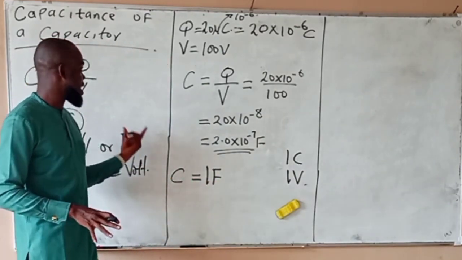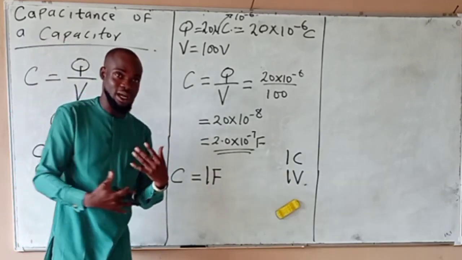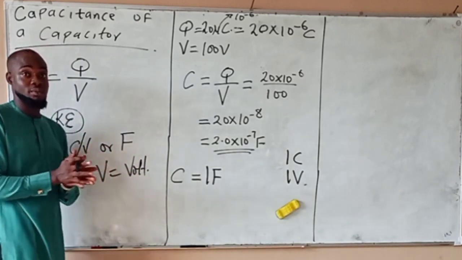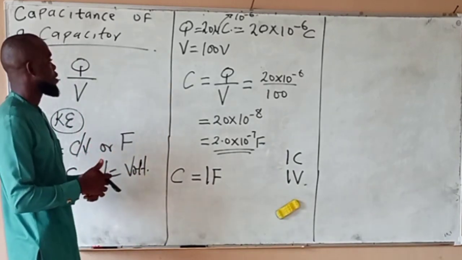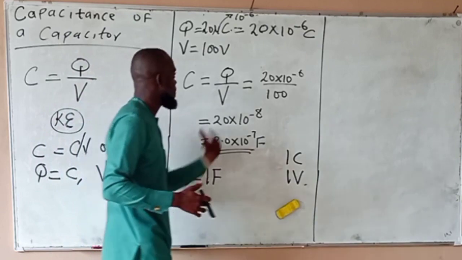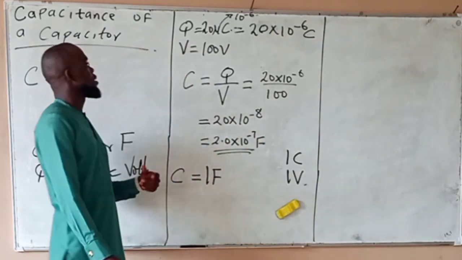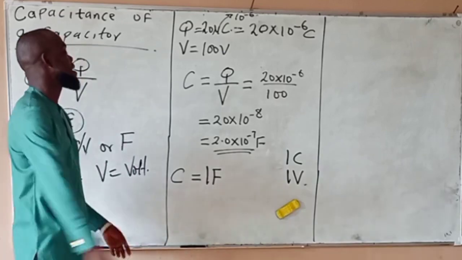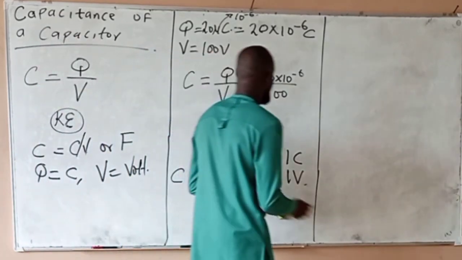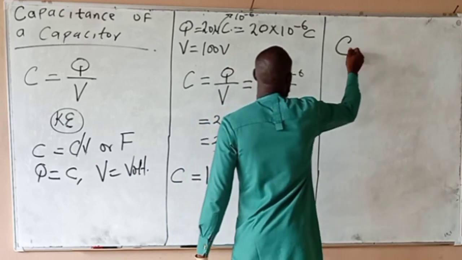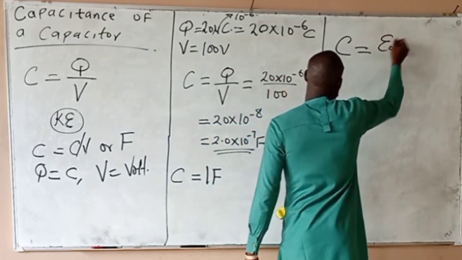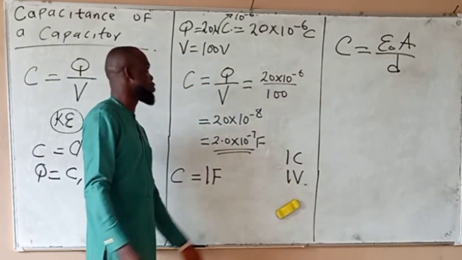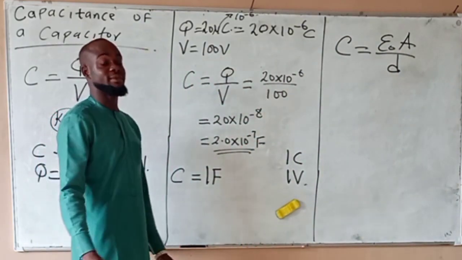So you can browse parallel plate capacitor and you will see the picture showing up. Alright, let's go. Now, the capacitance of a parallel plate capacitor is defined as C is equal to epsilon naught A over D.